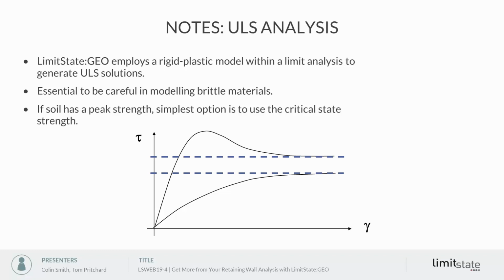So we need to be careful in modelling brittle materials, i.e. materials that display a peak strength. And generally the simplest option is to use the critical state strength that we can rely on at all strain levels, and that will give us generally a safe result. A lot of debate about using peak strengths, but the simplest solution is to use the critical state strength.